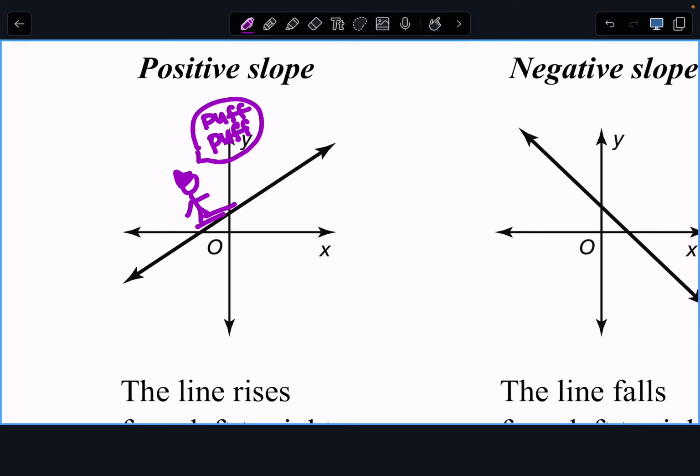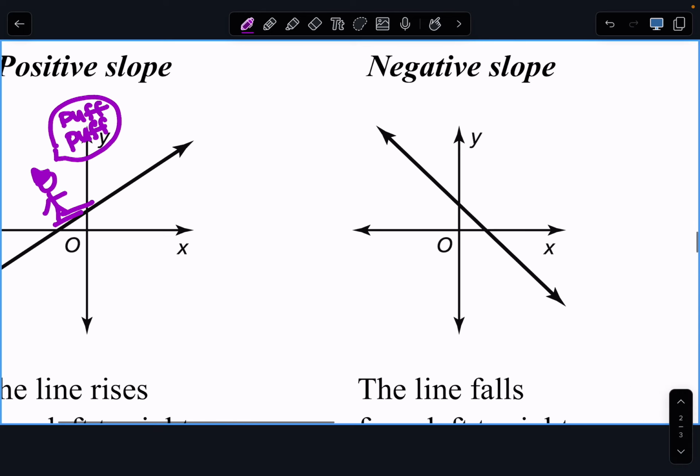Okay? But if I am skiing on negative slope, it's going to be pretty nice, isn't it? Yeah, it's going to be nice.